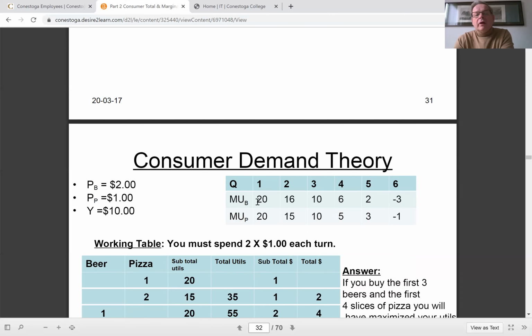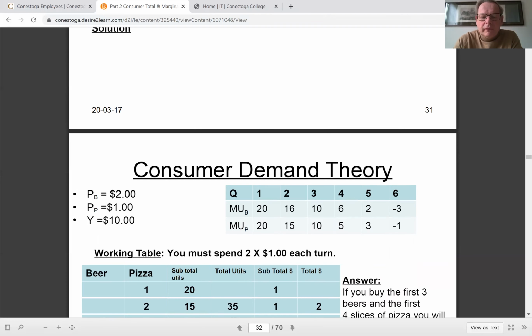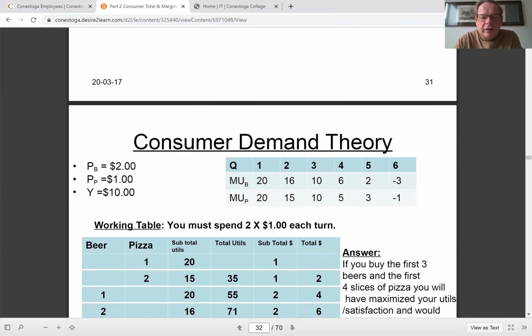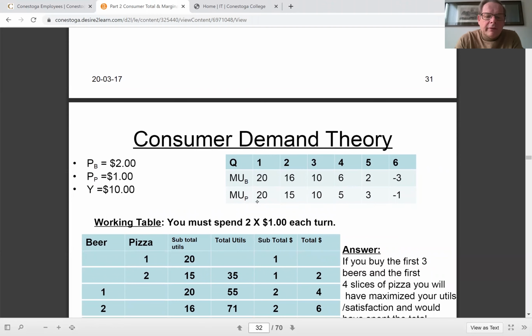The next question is, where am I going to spend my next lot of $2, the fifth and sixth dollar? Am I going to buy the third and fourth slice of pizza, which gives me a total of 15 levels of satisfaction, or am I going to buy my second beer, which gives me 16? 16 is greater than 15, therefore I will buy the second beer. The second beer gives me 16 levels of satisfaction. I will add that to the total, 55, and now I will get 71 units of satisfaction. I spent $2, and now I've spent a total of $6.